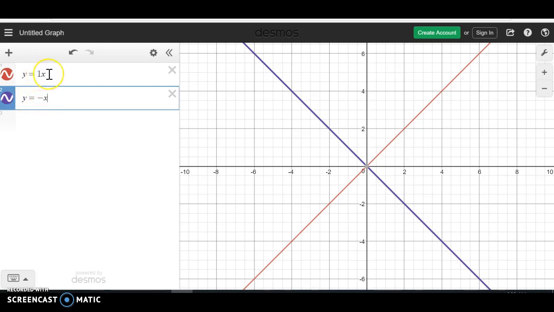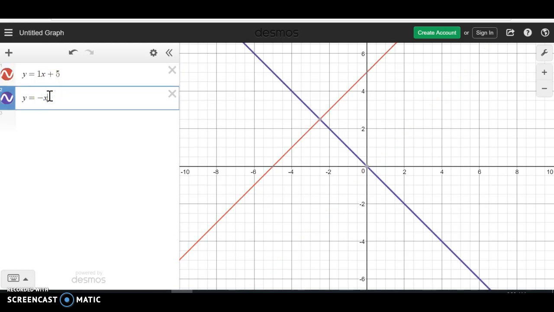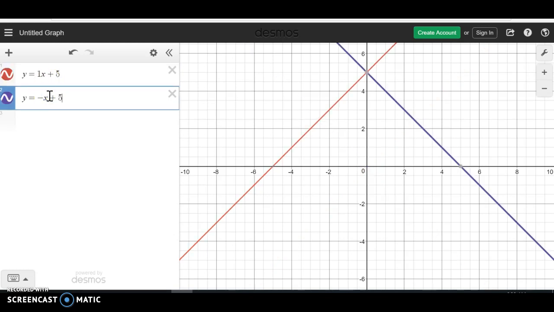This happens with other lines too, so you're not always going to have one going through the origin. For example, let's make the first one x plus 5, and then I'm going to make the bottom one negative x plus 5. And you can see that it's the same line, just sort of reflecting from each other. So it's like looking in a mirror. So putting a negative in front of the slope makes it have a reflection over the y-axis.